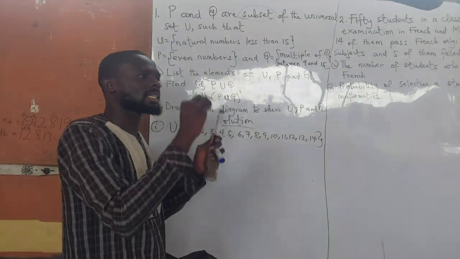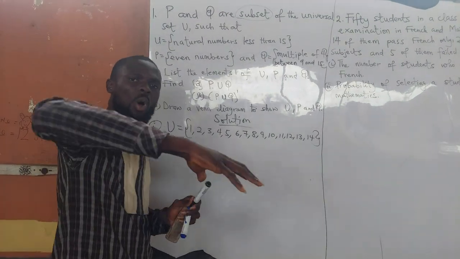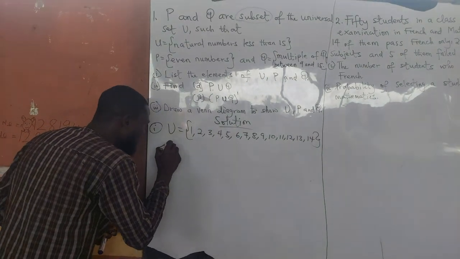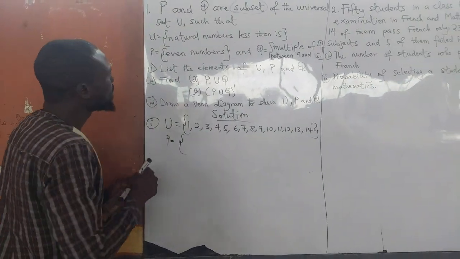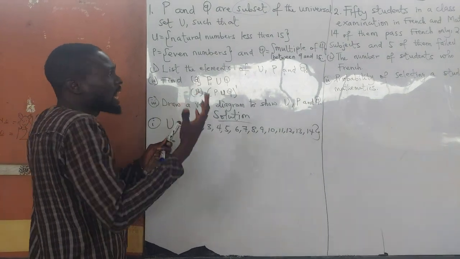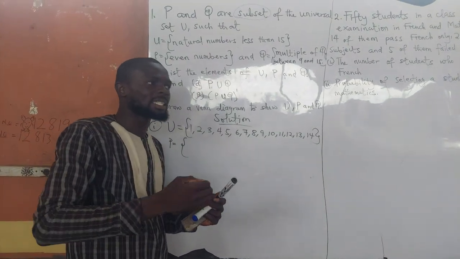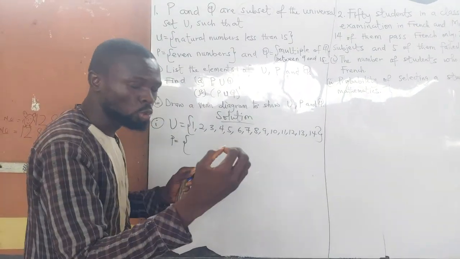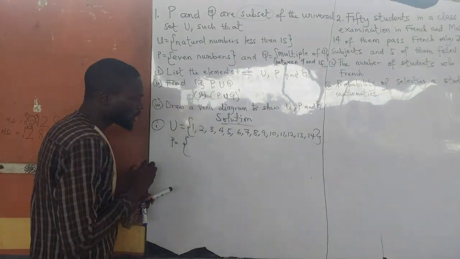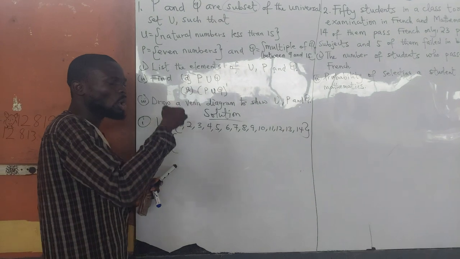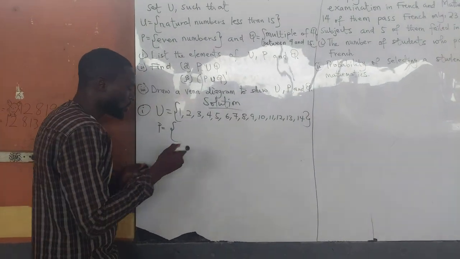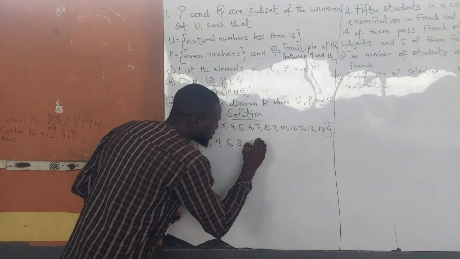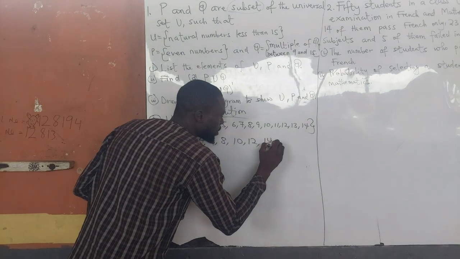When we say a set is a subset of another, it means all the members can be found in the universal set. So now let us list P. What is P? P is even numbers. Now what are even numbers? Even numbers are numbers that are divisible by 2. So we always start with the positive values, which is 2. Now list all even numbers you know. So we have 2, 4, 6, 8, 10, 12, 14.